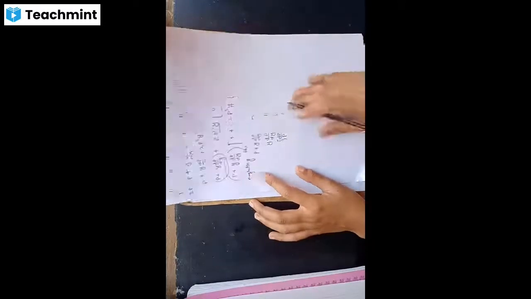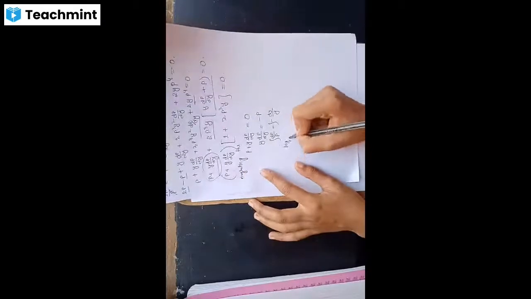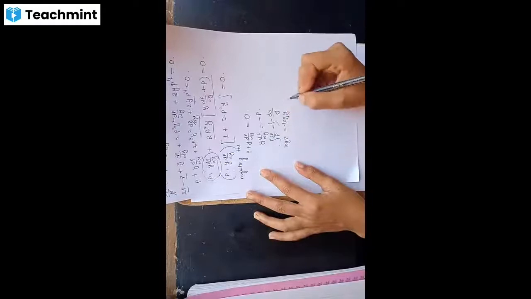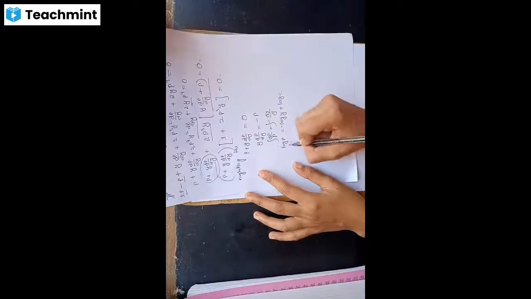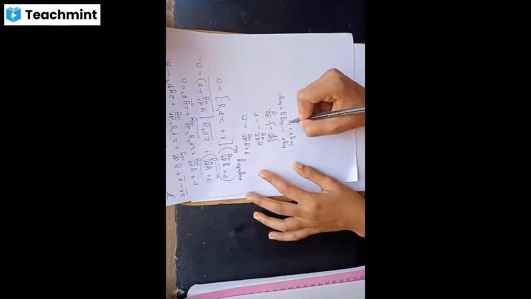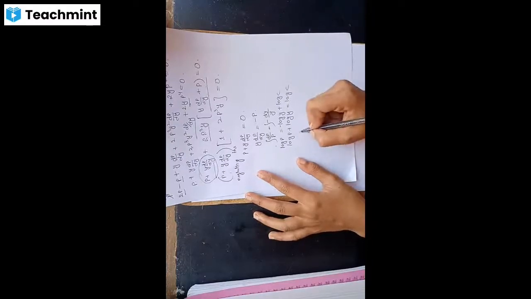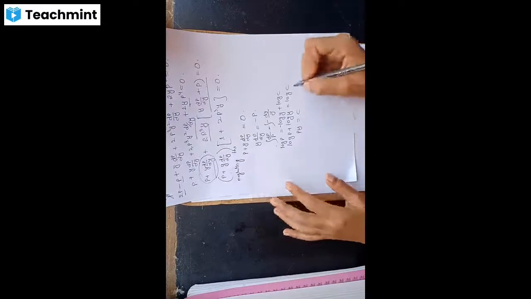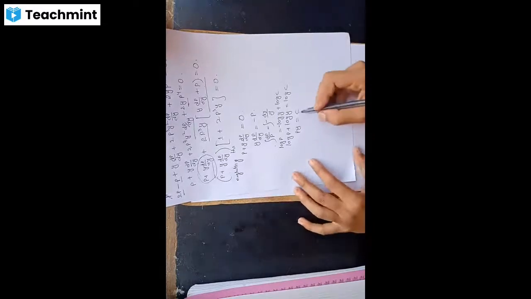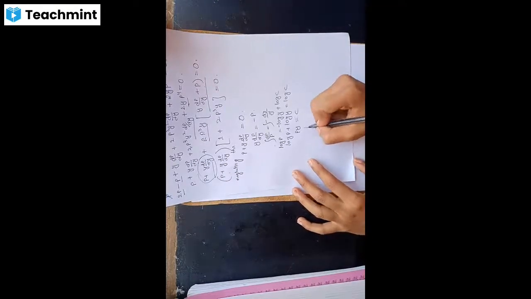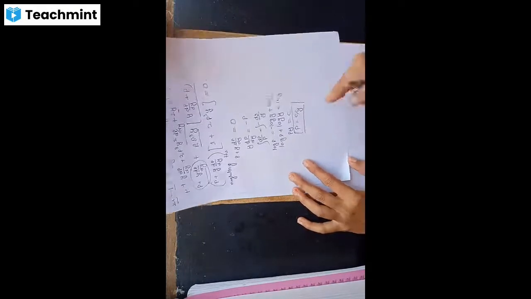Now apply the integration. The integral of dp by p is log p, is equal to minus log y plus log c. So log p, take the log y to the left hand side, so it will become positive. So log a plus log b is log ab. So p into y is equal to, log gets cancelled, remaining is py is equal to c. So p is equal to c divided by y is our p value.